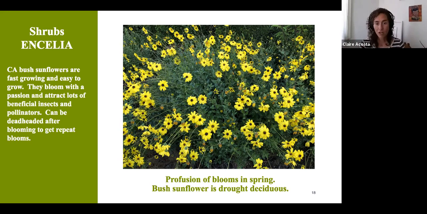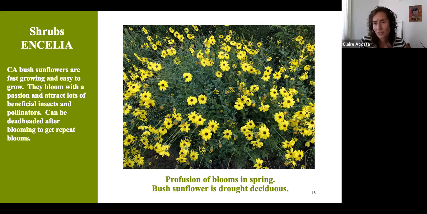Oh yeah, and they are drought deciduous, meaning they'll lose their leaves in summer, because that's when we have no water rights. But if you're in a garden setting and you're watering it, you can keep it alive and it won't lose its leaves and get that deciduous look.